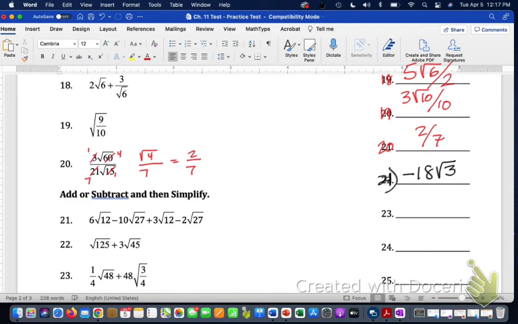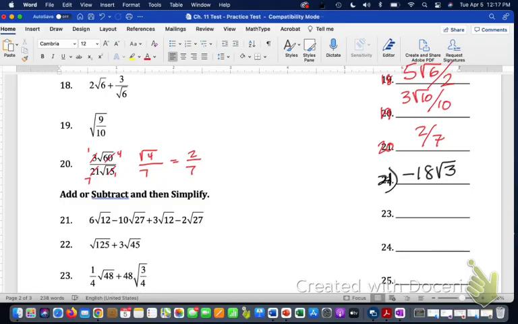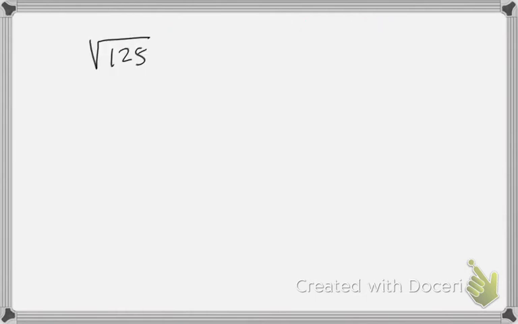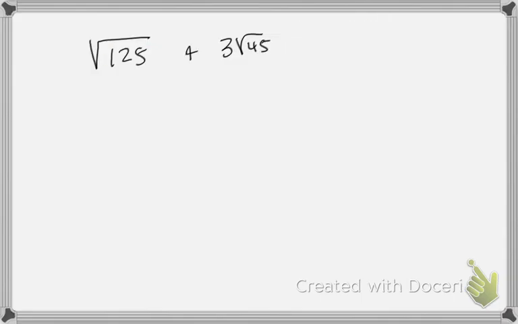22, rad 125, and then it was 3 rad 45. Can't remember if it was plus or minus. Plus. Okay, we have to break them down, pull out the perfect squares. So up here I've got 25 times 5. And that simplifies to 5 rad 5.